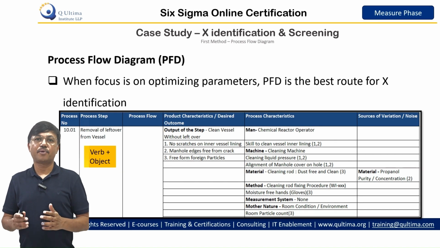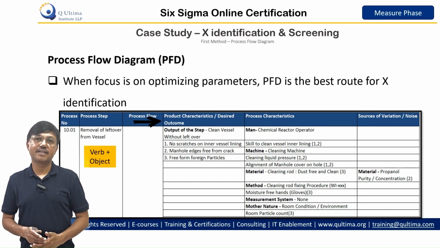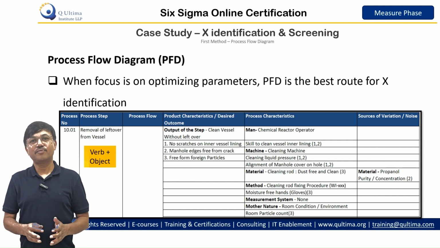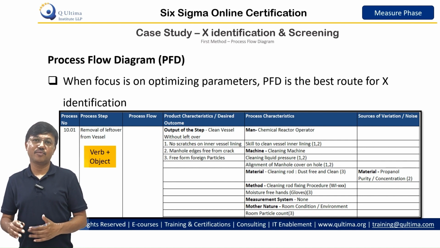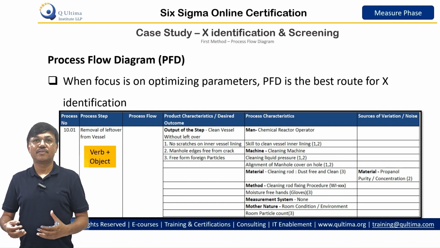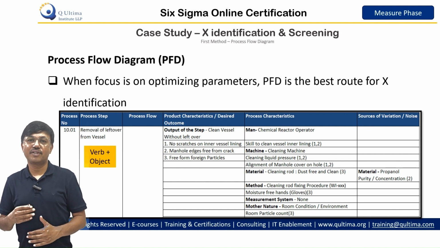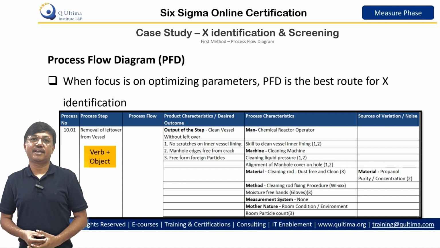Then we define product characteristic. A product characteristic is the desired characteristic or desired property in the output of the process step. So we see the output of this process step is a clean vessel. So what do we want in a clean vessel? That there should be no scratch in the inside lining, or in the manhole there should not be any crack left, or we can say it should be contamination free, or there should be no foreign particles in the vessel. This way, what we define is called the product characteristics.